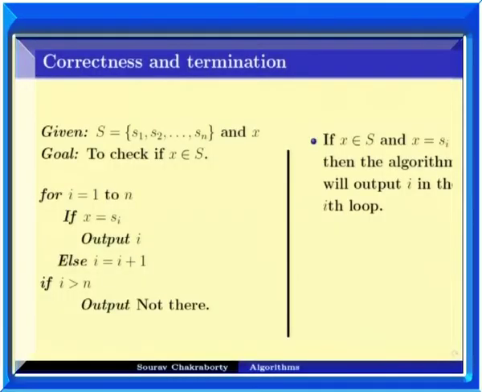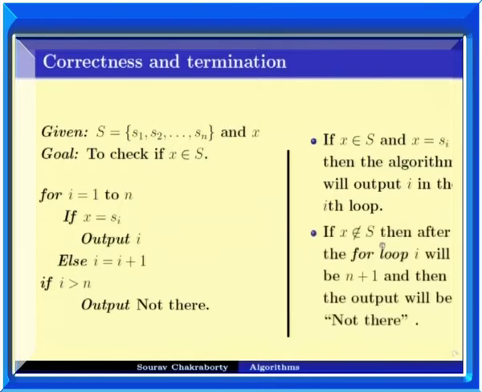So, as with all algorithms, we have to first check the correctness and termination. In this case, the correctness and termination is much easier. Say x is in S, and x is the ith element. Then when the ith round is going on, of course this if condition will be satisfied and hence the output will be made.